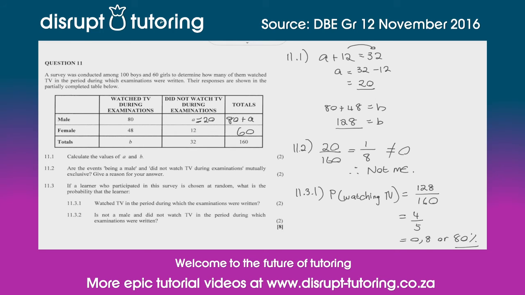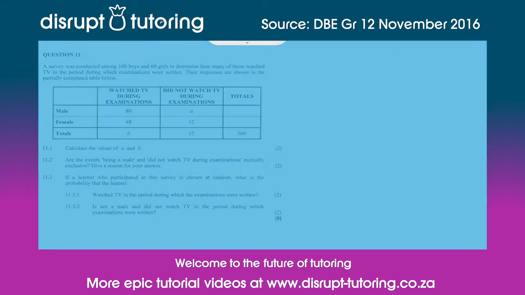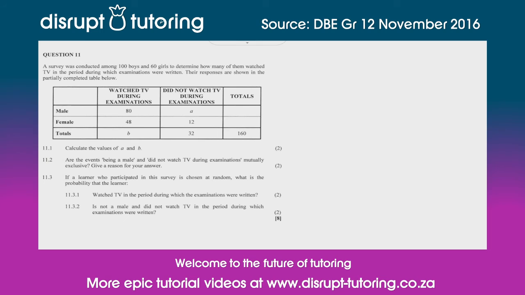Right. Then the last question, 11.3.2, just going to do it on a new slide. It says, if a learner who participated in the survey is chosen at random, what is the probability that the learner is not male and did not watch TV in the period during which examinations were written? So that means that the learner must be female and did not watch TV during examination. So that would be our 12 over there.